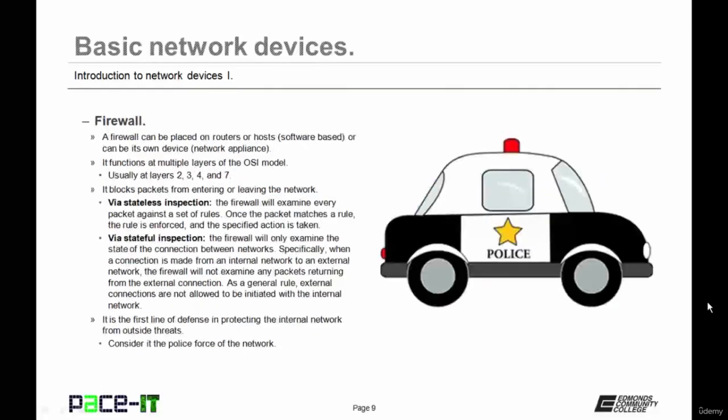Speaking about firewalls, a firewall can be placed on routers or hosts. This would mean that it would be software-based, or a firewall can be its own device. Usually in that case, it's a network appliance. Firewalls function at multiple layers of the OSI model. Usually you will find them operating at layers 2, 3, 4, and 7.